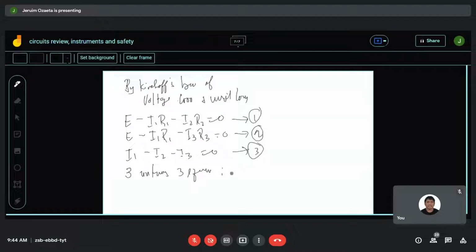So that's this. Solve the problem. Solve for the unknown. You can solve the unknowns by elimination, by matrix, by determinants. Remember this in your algebra.